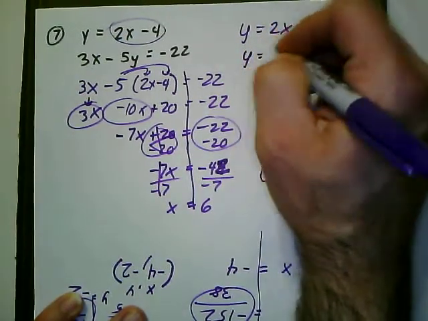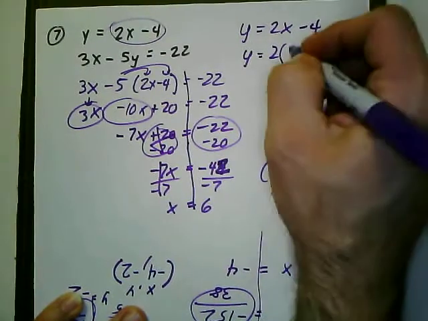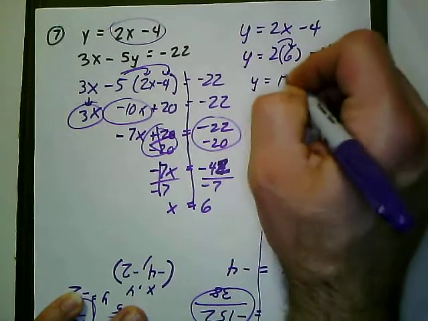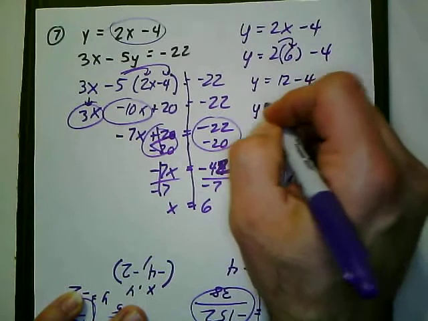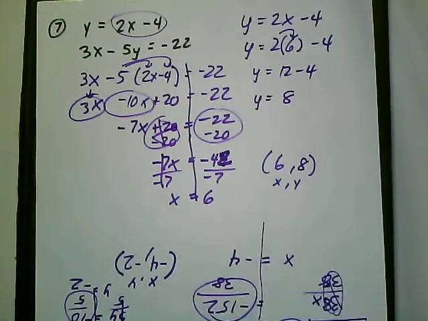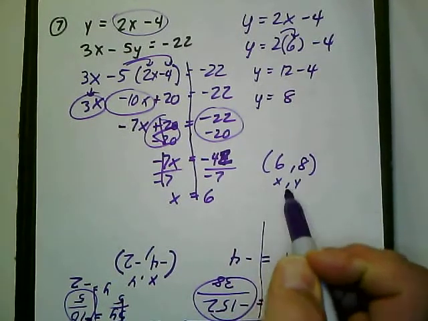I'm going to sub out the x for my x value, which is 6. Distribute, 2 times 6 is 12. And there it is. 12 minus 4 is 8. I have where my two lines intersect at 6, 8. That's my x and my y value.